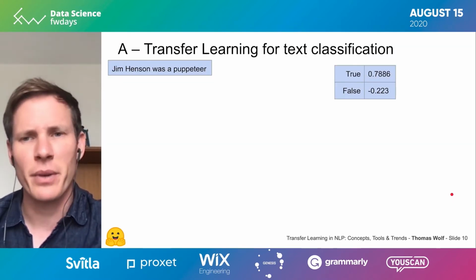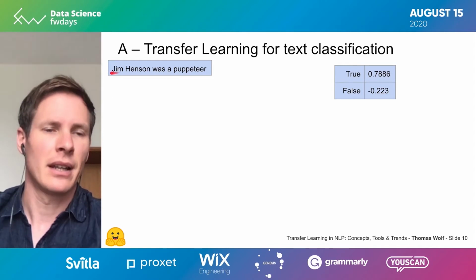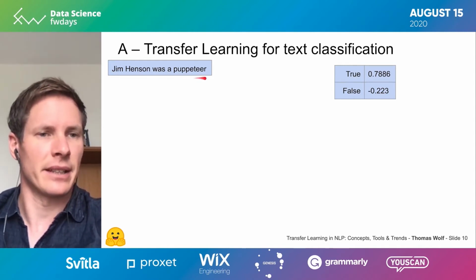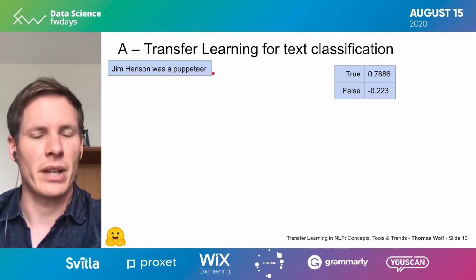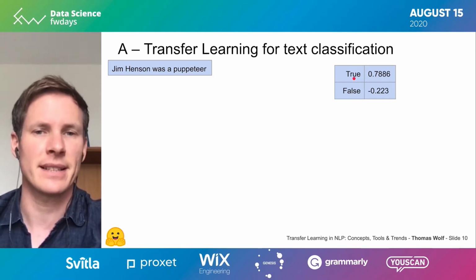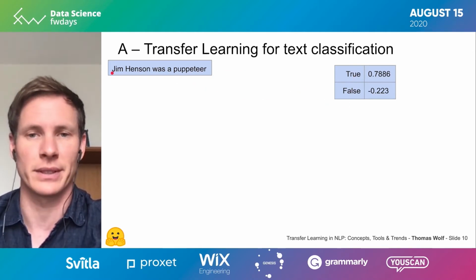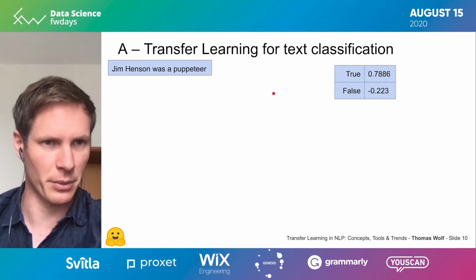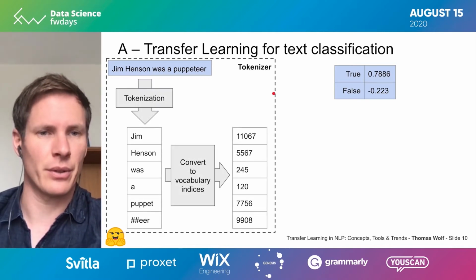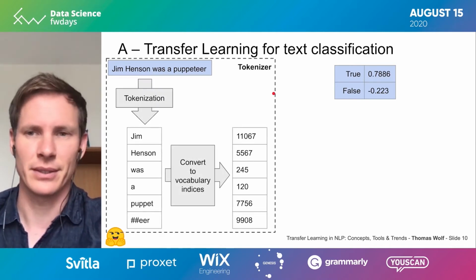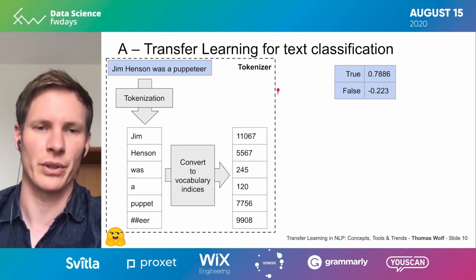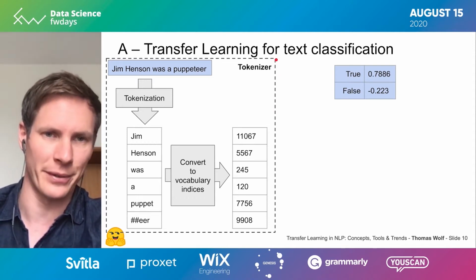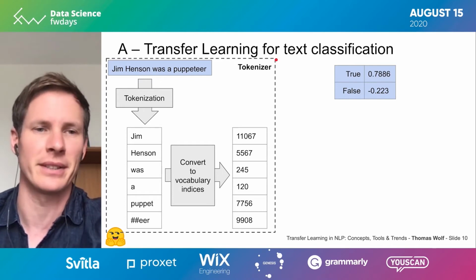So to finish, I'll give you 2 very different examples of using transfer learning. The first one is on text classification. Let's say we have sentences like here, "Jim Henson was a puppeteer," and our task is to classify these sentences as true or false. How does it work? First, we prepare this input so that it can be used by our model. Our models only work on numbers, integers, so we need to convert the sentence.